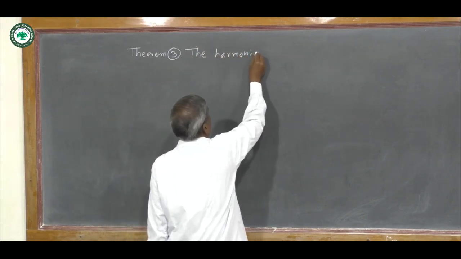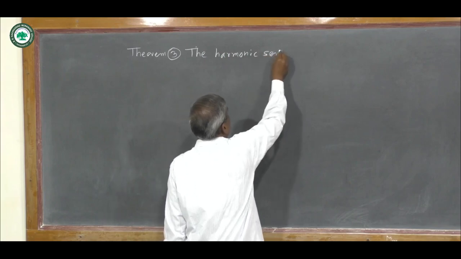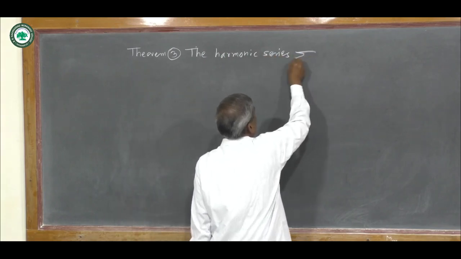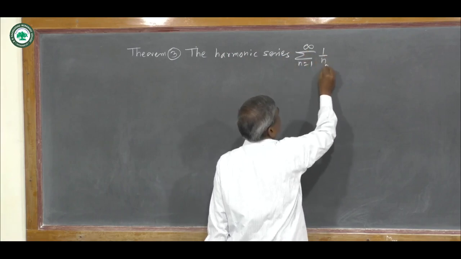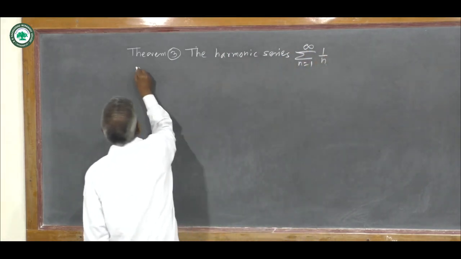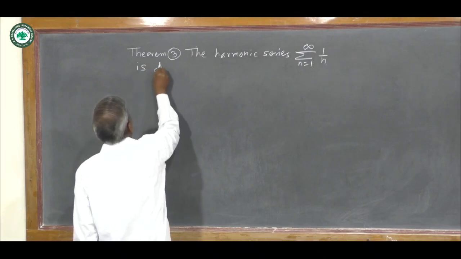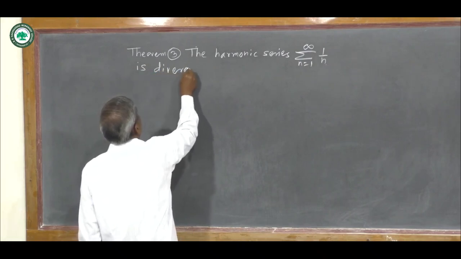Harmonic series: the sum from n equal to 1 to infinity of 1 upon n is divergent.